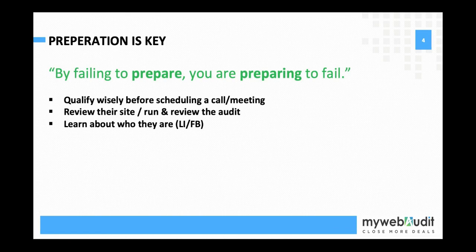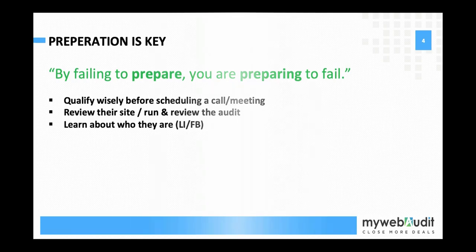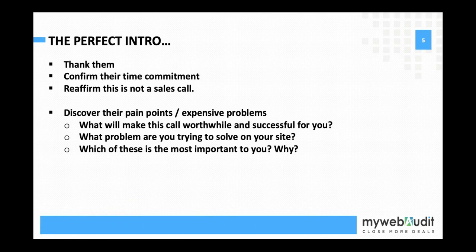Now, let's take a look at preparation. I always want to qualify everyone. I qualify who I'm speaking with. I make sure that I'm going to have a decision maker on the phone. Always qualify. Review their site, run the audit, check them out on LinkedIn, Facebook, Twitter. However long your call is, if you've got a 30-minute call, you should be preparing for that call for at least 30 minutes. If your call's an hour long, you should take an hour and prepare for that call. So it's very important that you take the time to get ready for this call. It might be the only one you ever get, right?